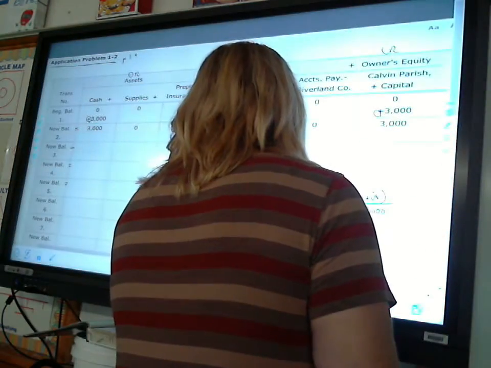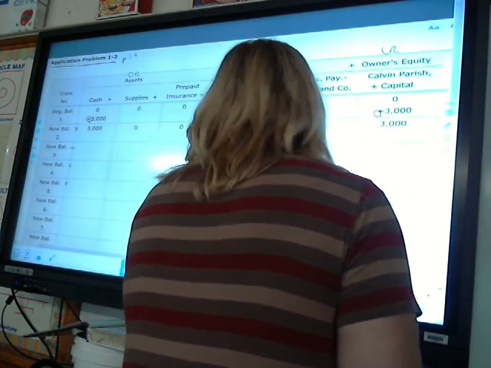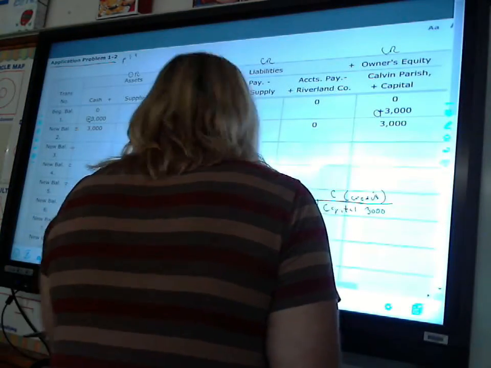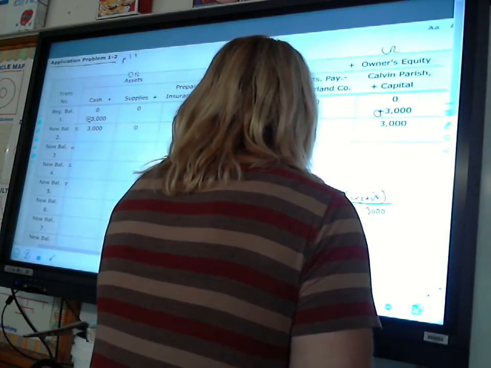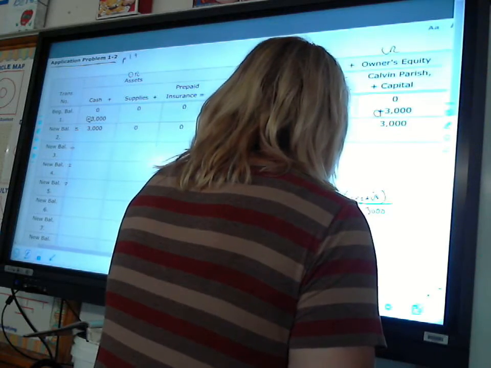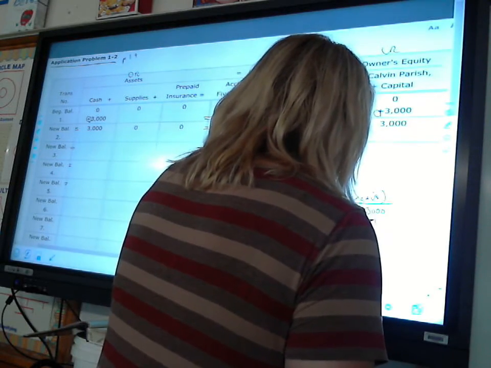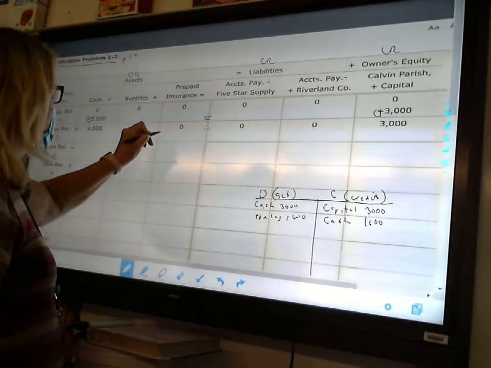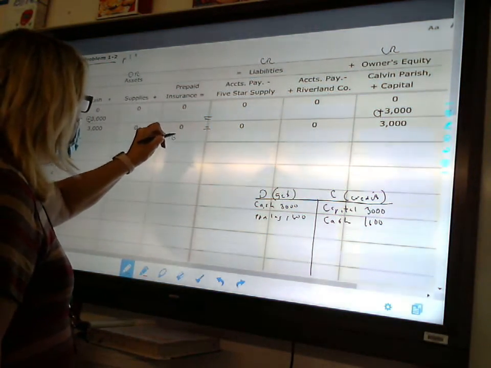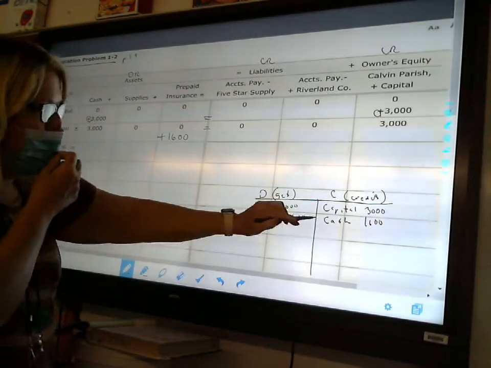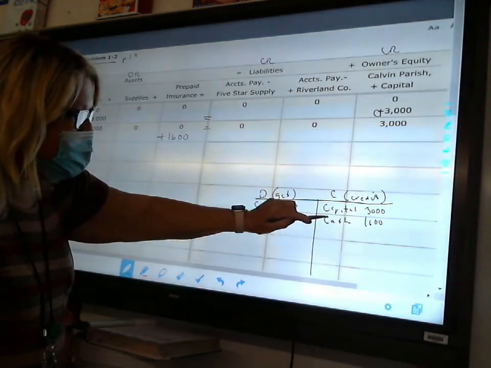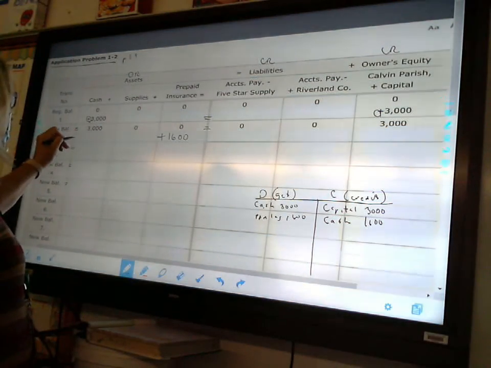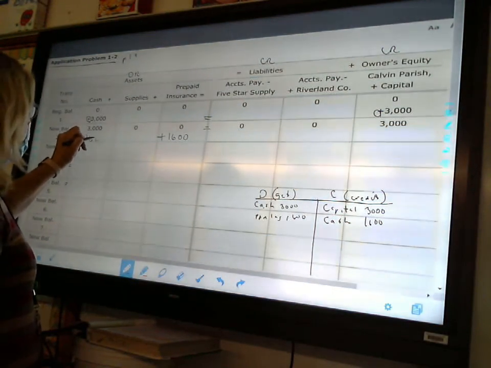The next transaction, paid cash for insurance. I got insurance, and the only account that has insurance in it is prepaid insurance. It is $1,600. I gave cash of $1,600. A debit in a debit world is a plus 1,600. Cash is an asset and a debit, so a credit in a debit world is a minus 1,600.